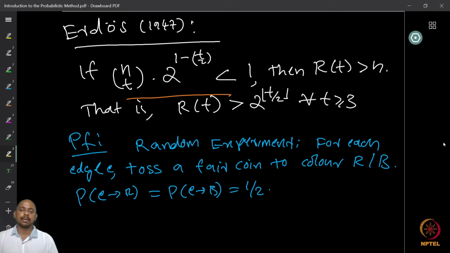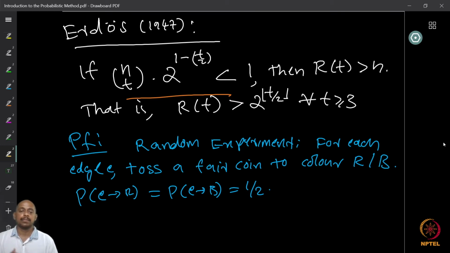So it says that the Ramsey number must be large enough. And as a consequence, one can actually show that the Ramsey number is larger than 2 raised to floor of t by 2, which is exponential in t by 2. That's a quite large number for every t greater than 2. Now the proof is by using the probabilistic method, where we use the following random experiment.